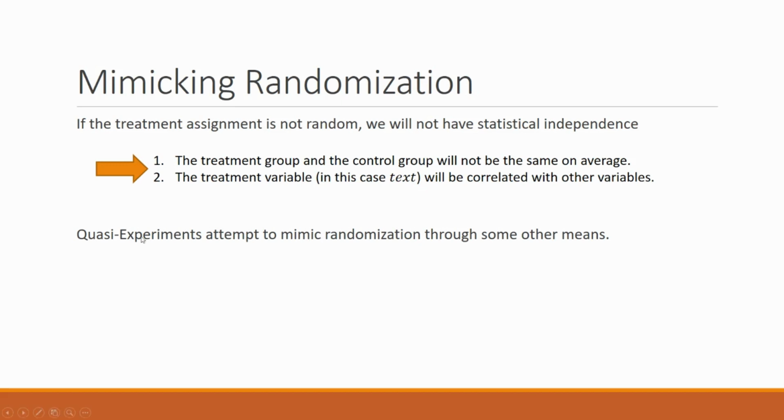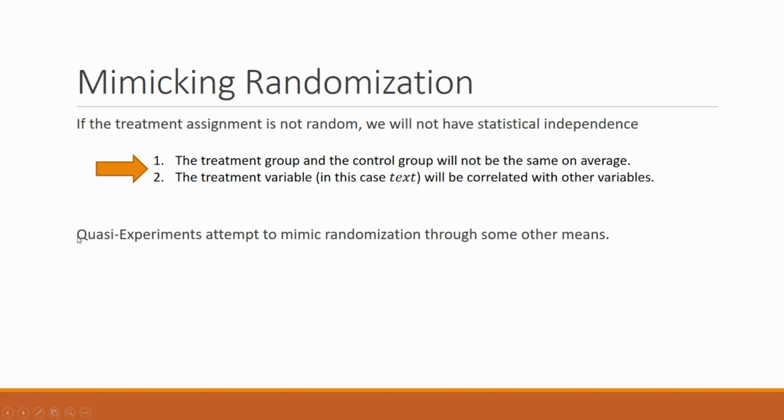And so what these quasi-experiments do is they attempt to mimic randomization. Today, what we're going to look at is how we can try to establish a treatment group and a control group that are the same on average, even when the treatment was not randomly assigned. All right, that's what we're going to try to do today. We're going to try to mimic randomization by creating a treatment group and a control group that are the same on average, even when the treatment variable, the textbook variable, was not randomly determined. We're going to try to mimic randomization using our data. That's what we're going to look at today with propensity score matching.